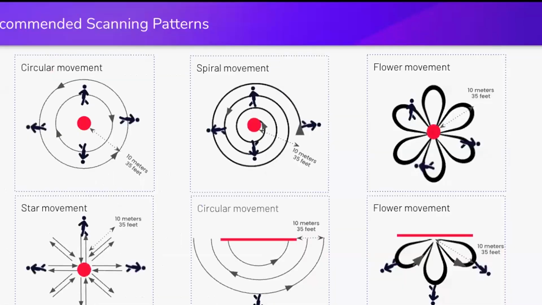We'll go ahead and talk about the different types of techniques and patterns that you can use to scan different locations. These are some that I use constantly for objects that are pretty focal center, very flat, or just don't have a lot of dimension and texture to them. The circular movement ranging from 10 meters to 35 feet has been really helpful in producing some really great scans and splats with a lot of detail.